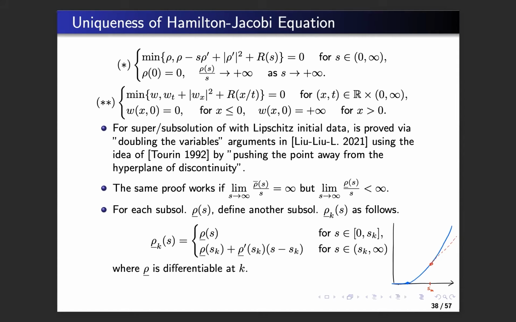Now, the same proof works if the supersolution is infinite but the subsolution is finite, because you can make sure the contradiction is obtained in the positive plane. The final thing is that if you reduce to a one variable situation, to equation star, then to compare between a super and subsolution, assuming both are increasing superlinearly, you can modify the subsolution in this way. You pick a particular point where it's differentiable, and then extend it by the tangent. Once you do this, you fall back into this case, and then you just let this point go to infinity.